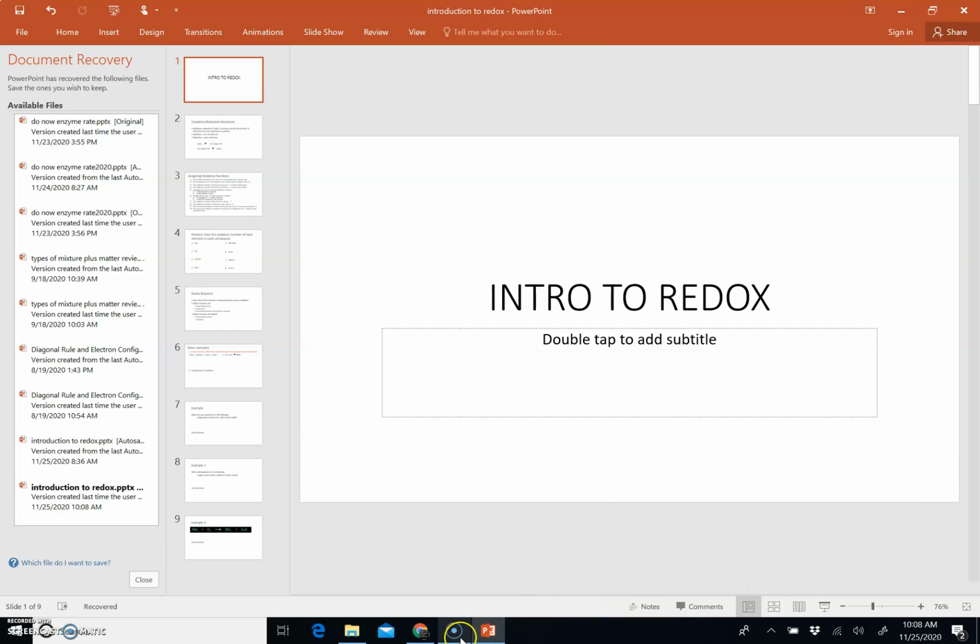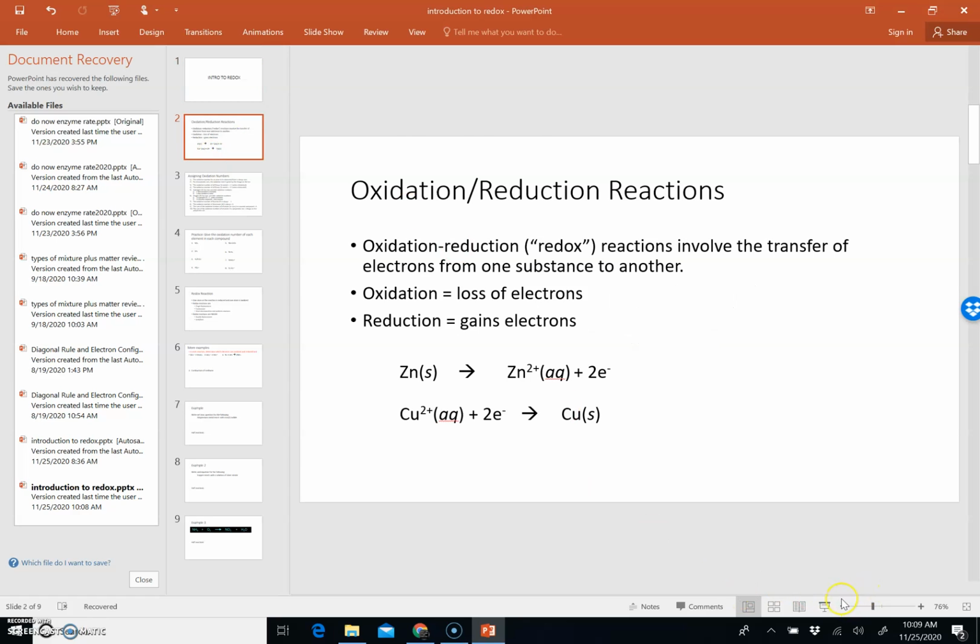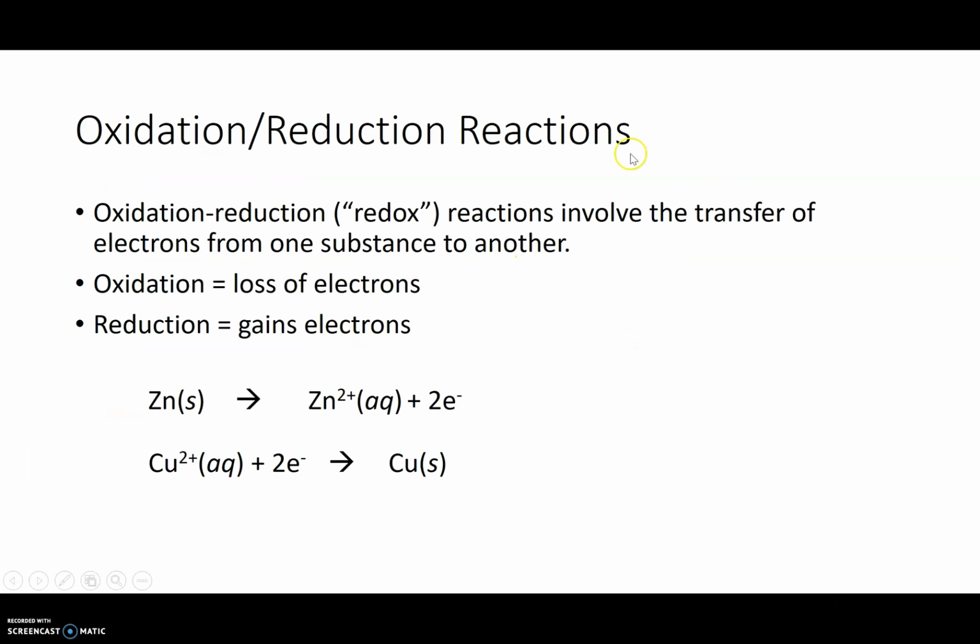So today's lesson is about Introduction to Redox Reactions. Redox stands for Oxidation Reduction Reactions, which you'll see on the next slide. So let me make the slides full screen. So again, Redox stands for Oxidation Reduction Reactions, and they involve the transfer of electrons from one atom to another.